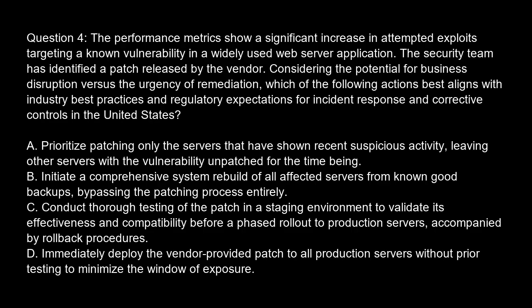Option A. Prioritize patching only the servers that have shown recent suspicious activity, leaving other servers with the vulnerability unpatched for the time being. Option B. Initiate a comprehensive system rebuild of all affected servers from known good backups, bypassing the patching process entirely. Option C. Conduct thorough testing of the patch in a staging environment to validate its effectiveness and compatibility before a phased rollout to production servers, accompanied by rollback procedures. Option D. Immediately deploy the vendor-provided patch to all production servers without prior testing to minimize the window of exposure.